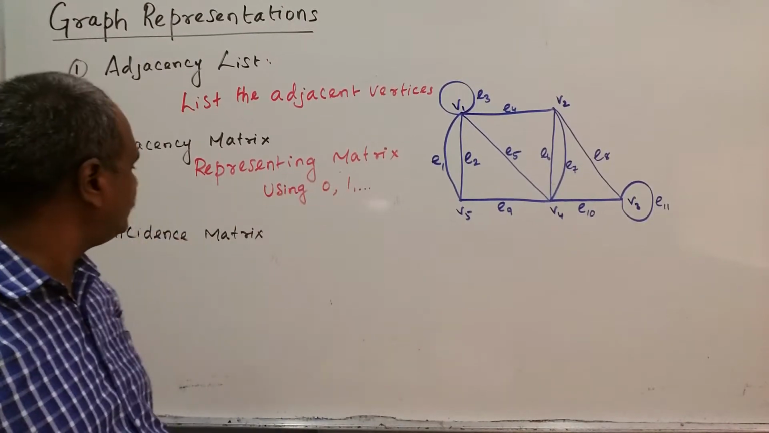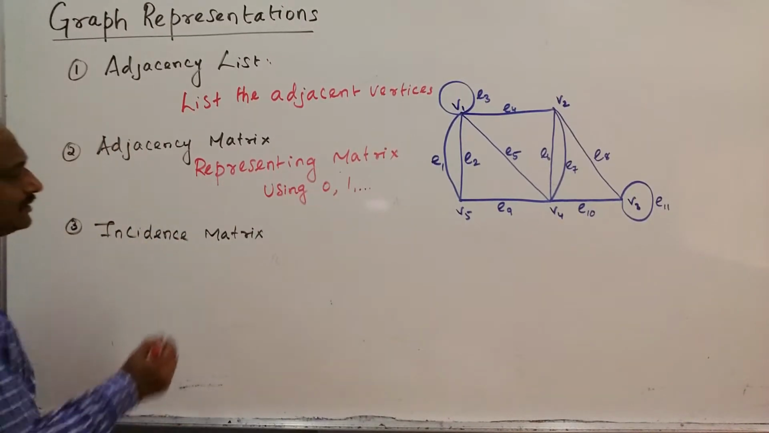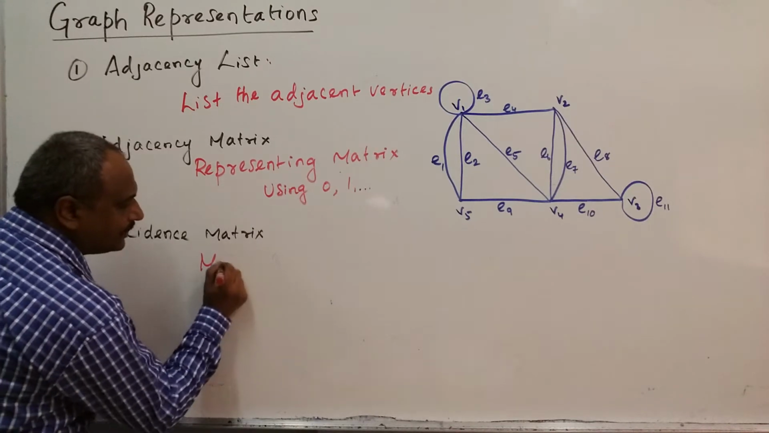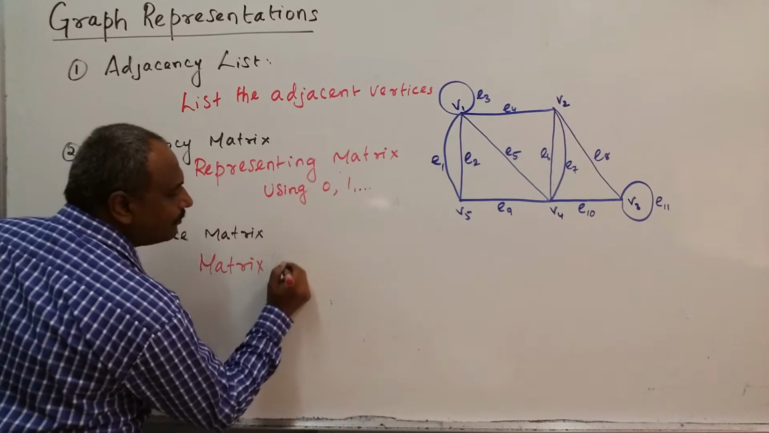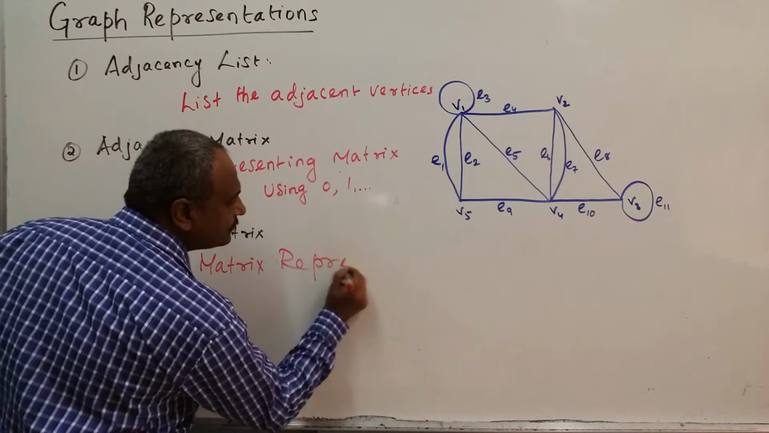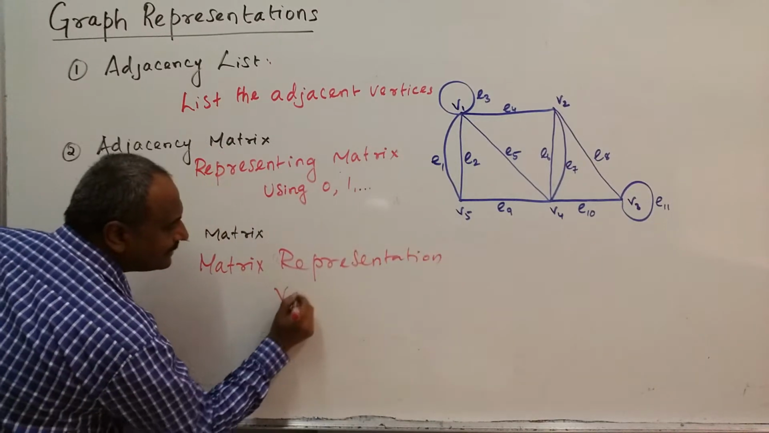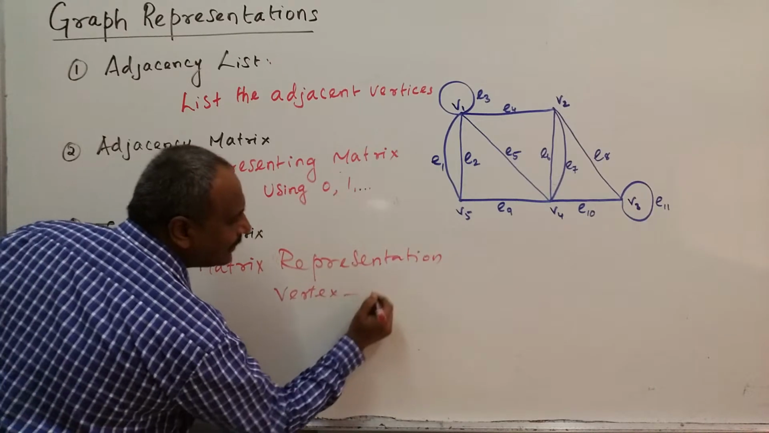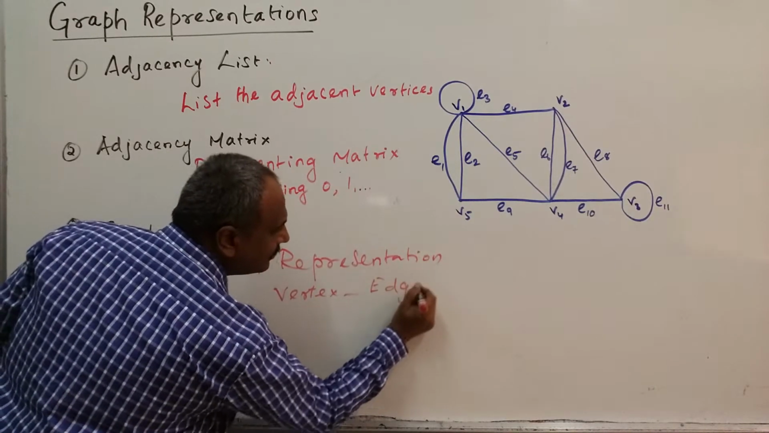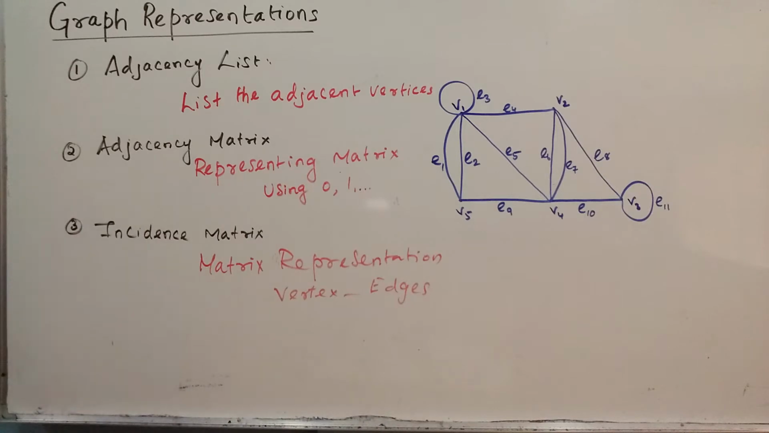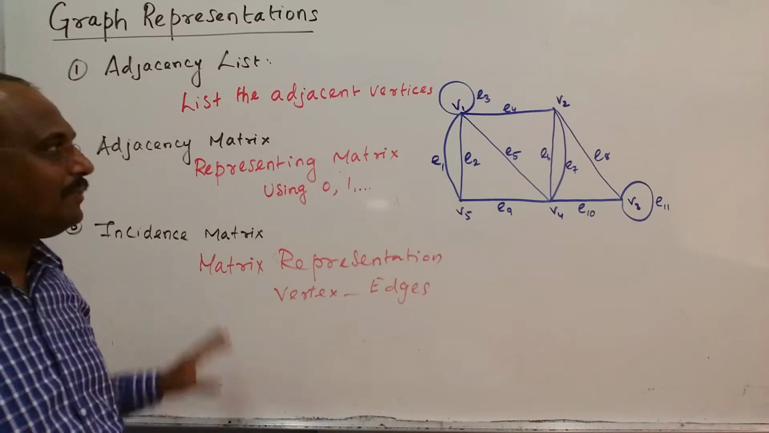The incident matrix is nothing but the matrix representation between vertex and edges. Vertex and edges. This is called incident matrix.